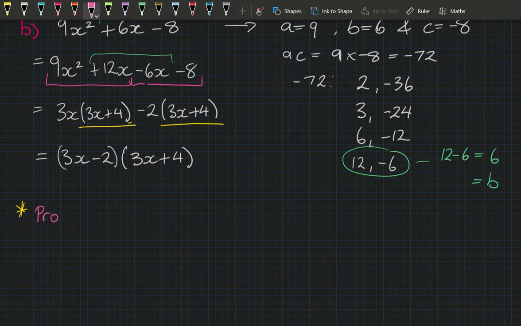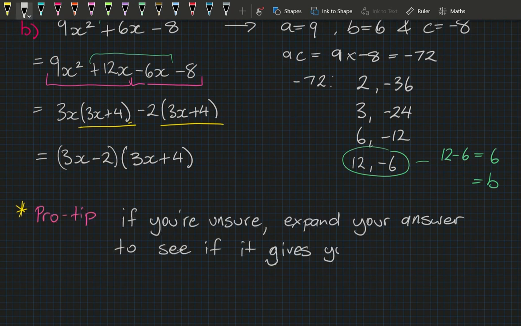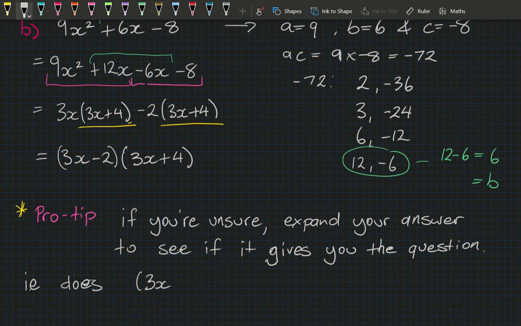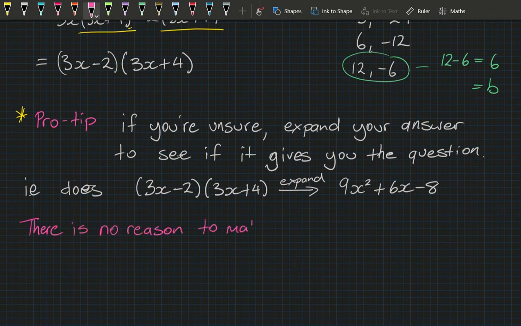And the pro tip is, if you're unsure at this point, expand your answer to see if it gives you the question. In other words, does 3x minus 2 times 3x plus 4 expand to 9x squared plus 6x minus 8? And there's no reason to make a mistake on a test if you perform this check.